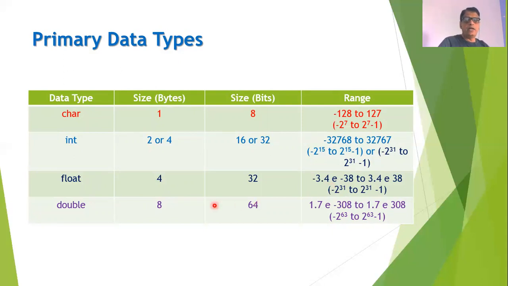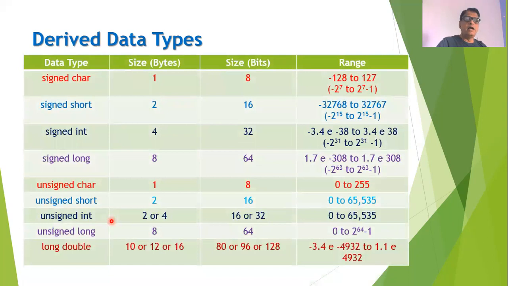Now, if this range is insufficient for you, then there is another data type provided for dealing with smaller or larger fractional numbers. And this data type is called the double data type. The size will be 8 bytes. When you convert it into bits, it will be 64 bits. And therefore, the range of the numbers will be from minus 2 raised to 63 to 2 raised to 63 minus 1. That is, a huge set of numbers can be accessed by using this data type.